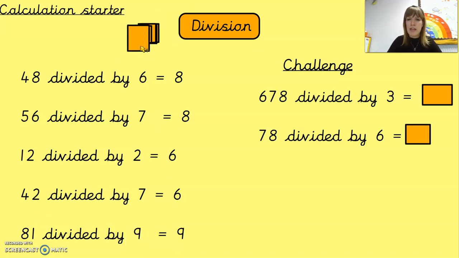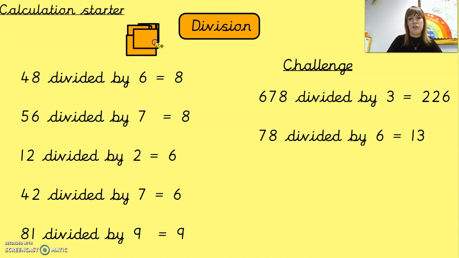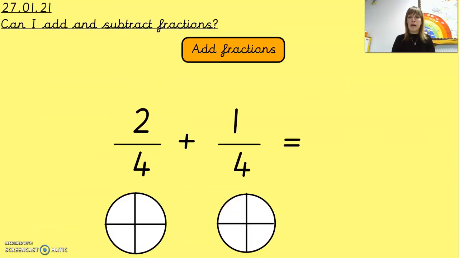Now, massive well done if you had a go at the challenge. Good job if you went and watched Mrs. Poles' video and had a go at it. So 678 divided by 3 equals 226. And then 78 divided by 6 is 13. Massive well done. Okay. So we're going to move on to fractions now.